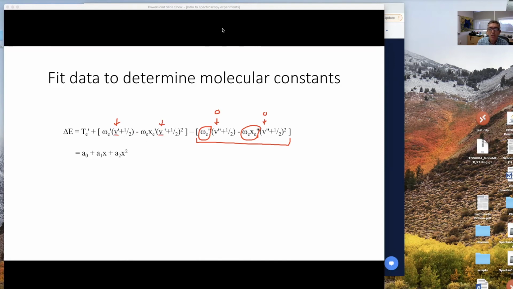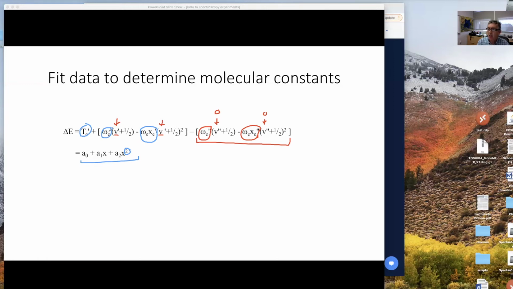So what is it that you're going to determine from the spectrum? You're going to determine T prime, omega prime, the vibrational constant, and the anharmonicity constant for the upper state. It's really cool that you can characterize the upper electronic state so well. How will you do that? You'll do that by doing a polynomial fit. Okay, it will be a second order fit. So you can do a polynomial trend line of second order within Excel.